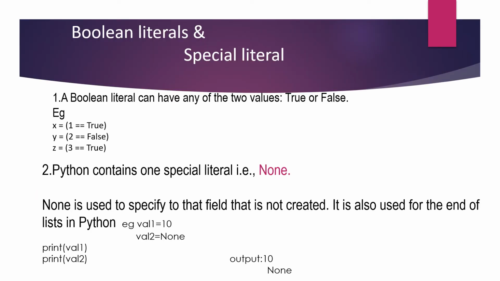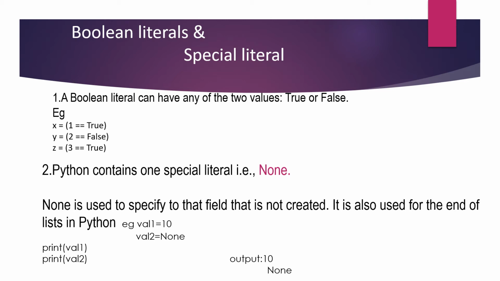Next are Boolean literals and special literals. A Boolean literal can have either of two values, true or false. For example, x is equal to (1 == True), and y is equal to (True == False). Like this, a Boolean literal can hold true or false values.